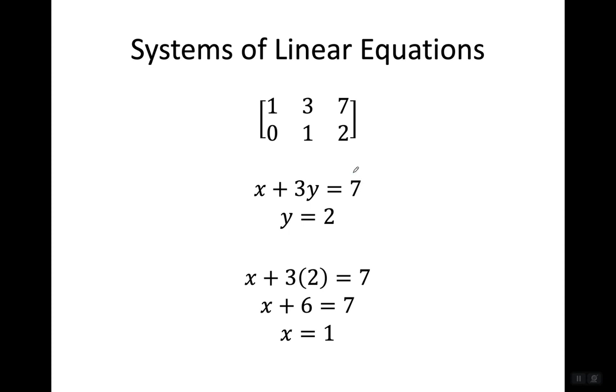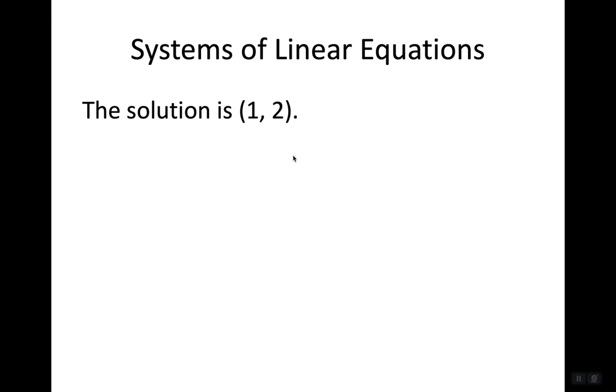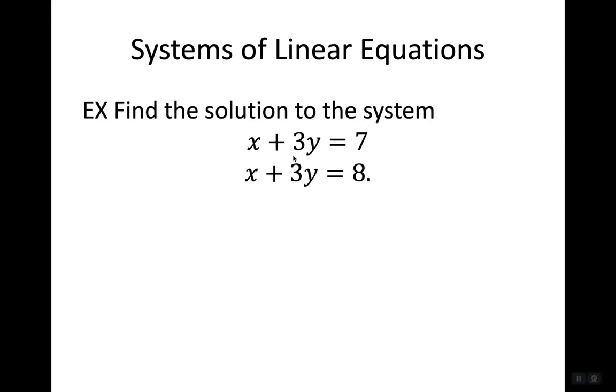So this is the system x plus 3y equals 7 and y equals 2. So let's just back substitute y equals 2 into the first equation. x plus 3 times 2 equals 7, x plus 6 equals 7, x equals 1. So when you end up with a matrix that looks like this, you can just express it algebraically and use back substitution. The solution is 1, 2, as we've seen before.